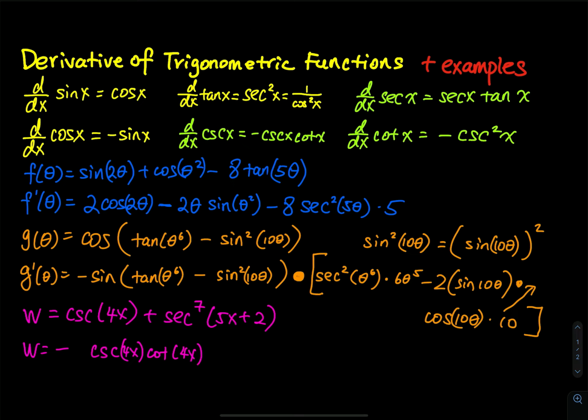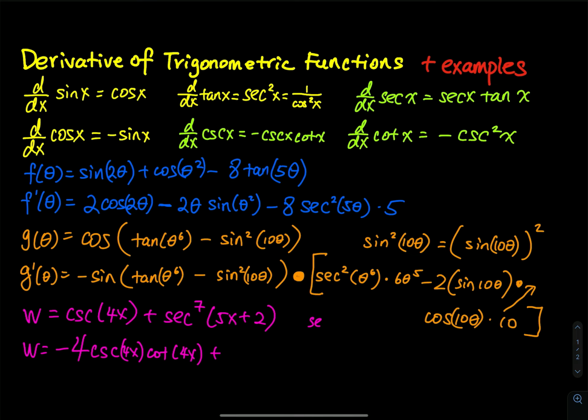Why do I leave a little space in front? Because there is a 4x. When you take the derivative of 4x by chain rule, there is a 4 in front. And then secant gives you secant tangent, so you add a secant. Oh, by the way, no, not yet.